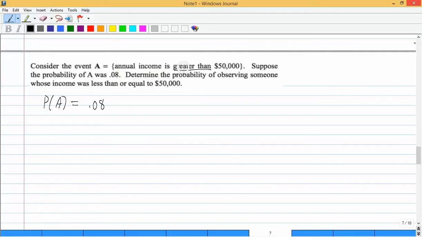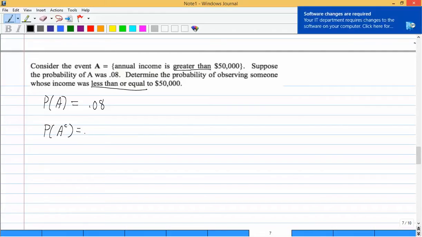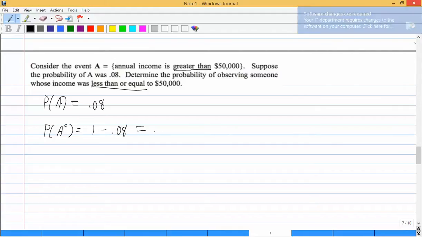The complement of greater than is less than or equal to. So the complement, you could denote that by, your book uses this little c here. I'll use that just because your book does, but so that has to be equal to 1 minus 0.08, 0.92. So it's a 92% chance for whatever study was done here that the income is less than or equal to 50,000.